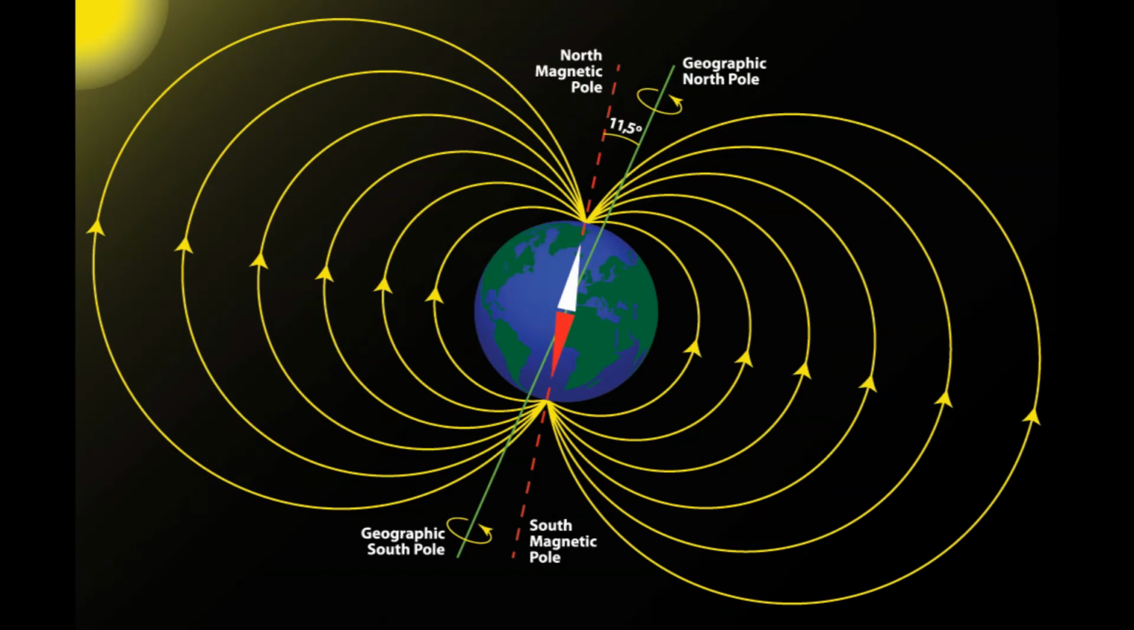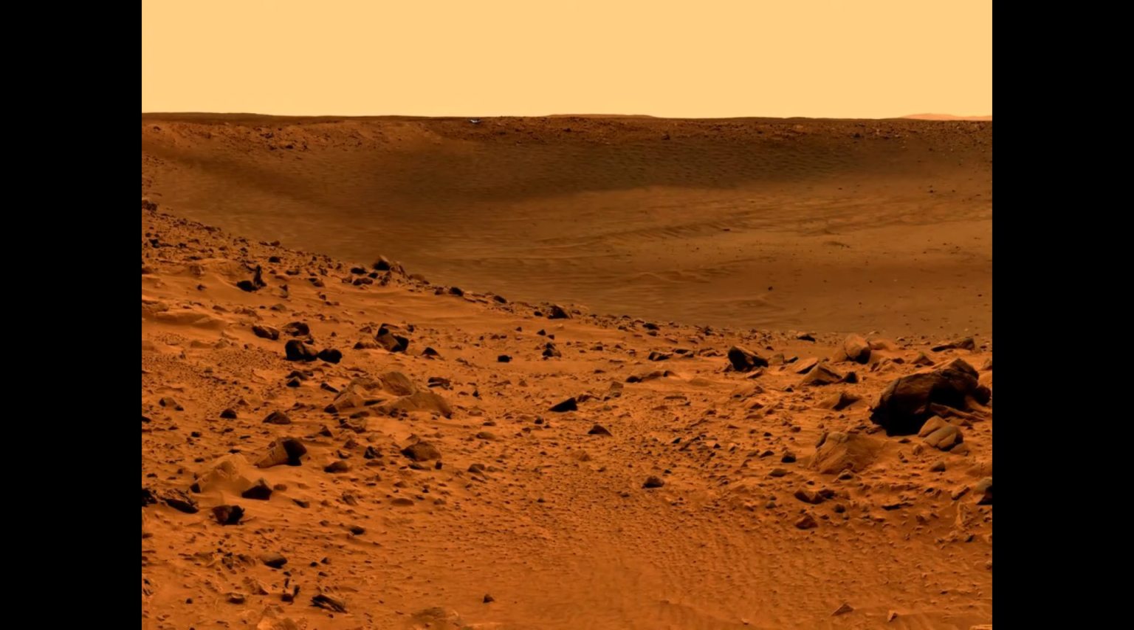This layer is very important because it spins as Earth rotates and creates the magnetic field. The magnetic field protects humans from the sun's powerful radiation. Without this magnetic field, Earth would be similar to Mars: dry, barren, and without the ability to sustain life.